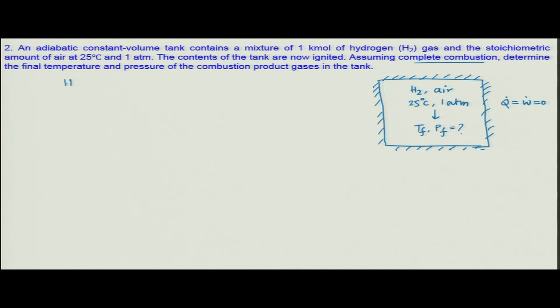So, here hydrogen plus air, again a stoichiometric amount of air. I will write half O2 plus 3.76 N2, that is going to H2O plus 1.88 N2. Now, these reactants are at 25 degree centigrade, 1 atmospheric pressure, and we do not know the final temperature of this product, and we do not know the pressure of this product. We have to find this.